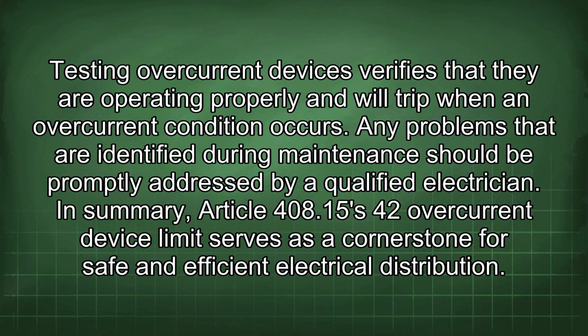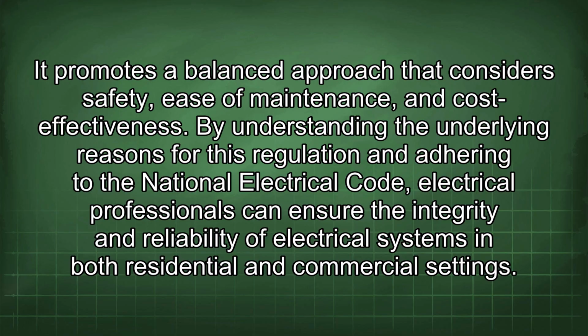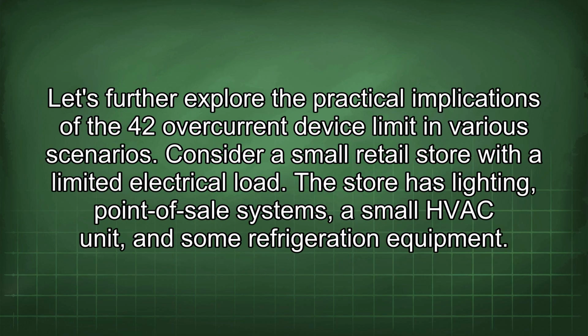In summary, Article 408.15's 42 overcurrent device limit serves as a cornerstone for safe and efficient electrical distribution. It promotes a balanced approach that considers safety, ease of maintenance, and cost-effectiveness. By understanding the underlying reasons for this regulation and adhering to the National Electrical Code, electrical professionals can ensure the integrity and reliability of electrical systems in both residential and commercial settings. Let's further explore the practical implications of the 42 overcurrent device limit in various scenarios.